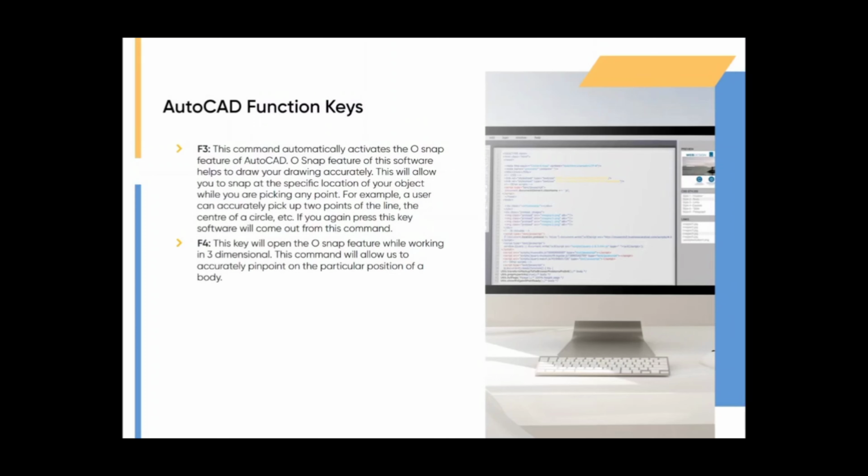F4. This key will open the OSnap feature while working in 3-dimensional. This command will allow us to accurately pinpoint on a particular position of a body.